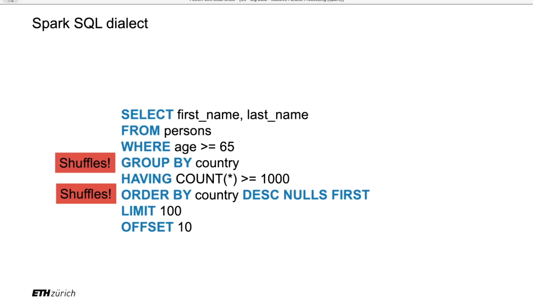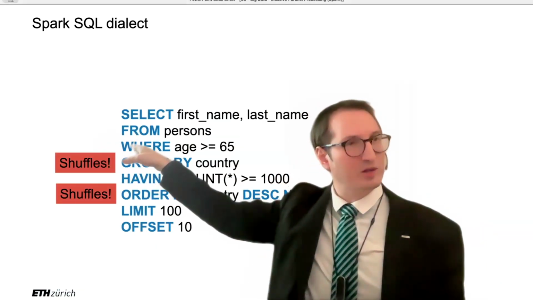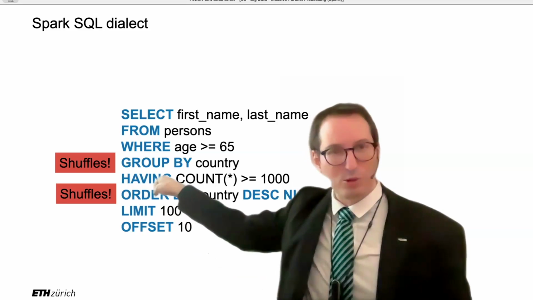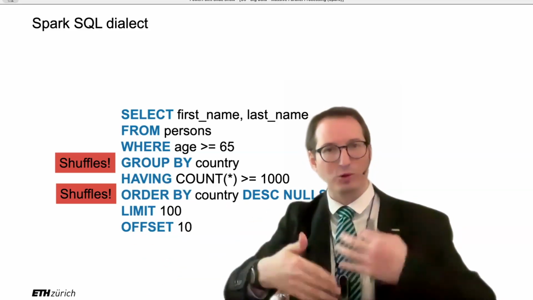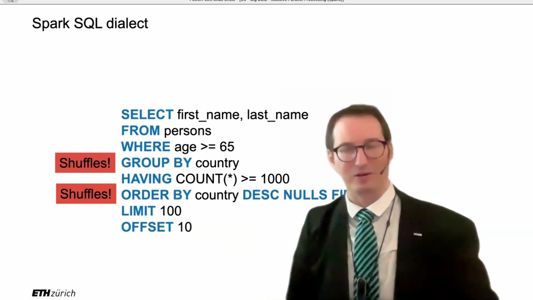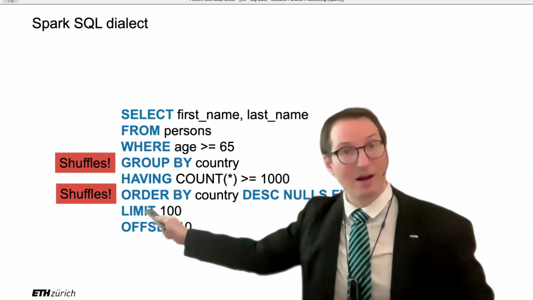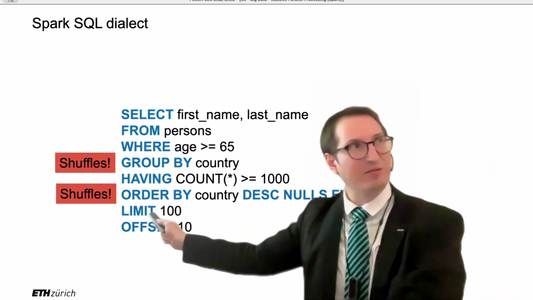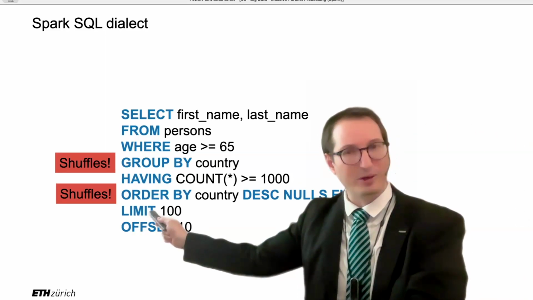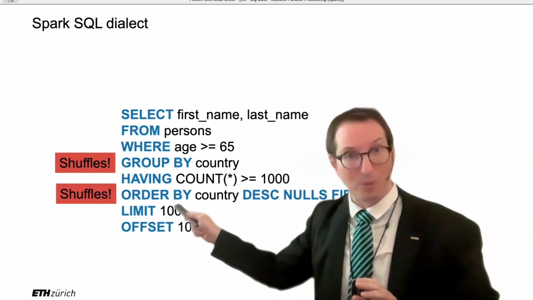The rest, as you can imagine, doesn't require shuffling. In fact, I already explained to you a little bit. Where is basically a filter transformation, right? That's a selection. Having is also a filter transformation. Limit and offset, it's just about selecting a subset of the data frames. That's also done very efficiently, right? For example, limit can be pushed down all the way to reading from disk, right? Very often. You can really very eagerly already limit what you're reading from disk in some cases.